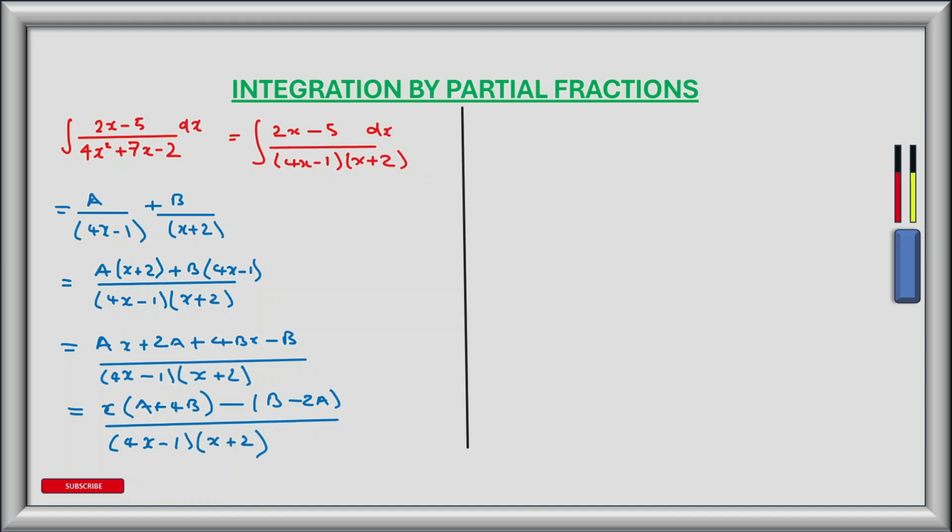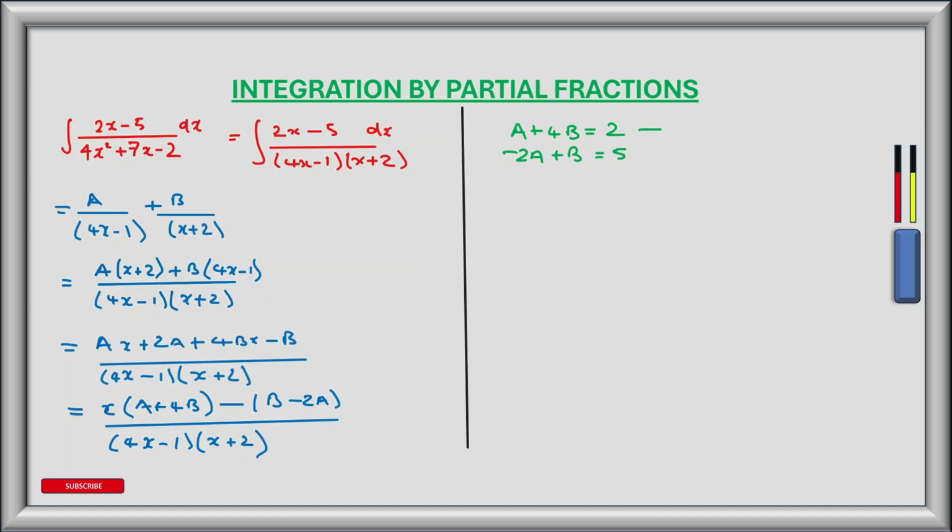Now if we look at the numerator of the original expression we were trying to integrate, the numerator is 2x minus 5. So the coefficient here of 2 is equivalent to the coefficient down here of a plus 4b. So we can say that a plus 4b is equal to 2. Again, looking at the original expression, we have in the numerator 2x minus 5. The minus 5 here is equivalent to the minus b minus 2a here. So we can say minus 2a plus b is equal to 5.